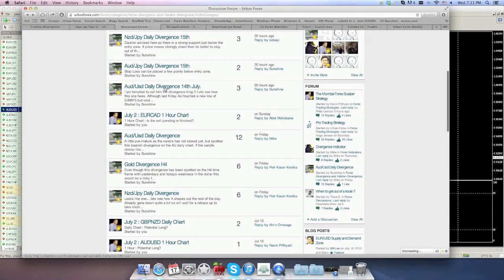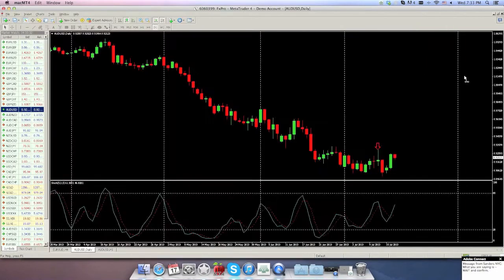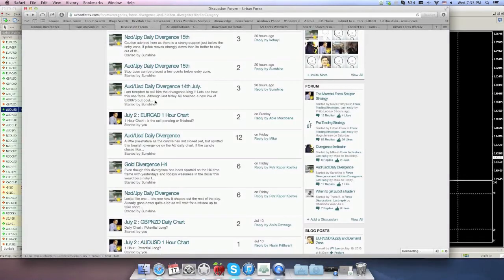Okay, we have Aussie dollar divergence on 14th of July. Is that a different one? Okay, it looks like it's really miniature. Aussie dollar daily divergence on 15th of July. Okay, this was just basically moving forward.